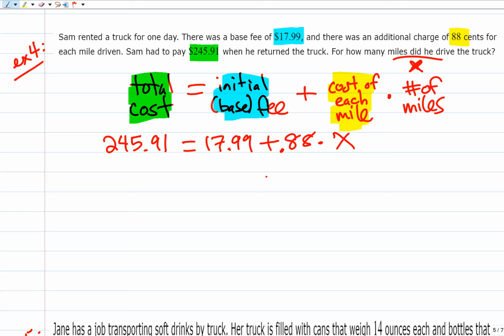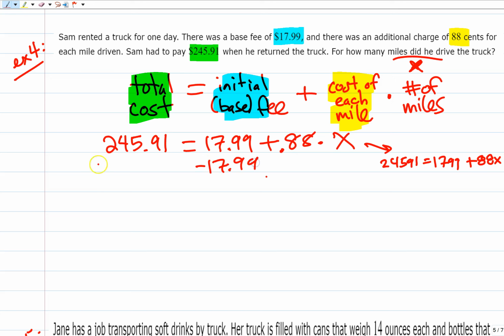If you want to multiply it all by 100, you would have 24591 is equal to 1799 plus 88x. Feel free to solve it that way if you'd like. I'm just going to do inverse operations because I got technology, which means PEMDAS backwards, which means I'm looking for SADMEP. I'm looking for, is there any subtracting or adding? How do you undo that 1799?